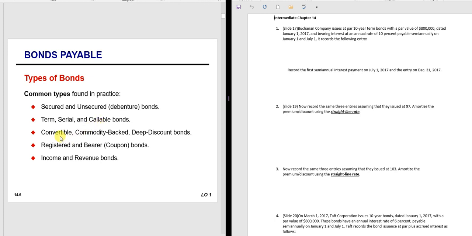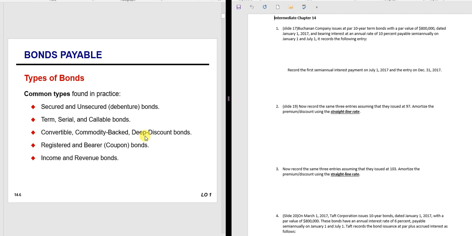Convertible bonds can be converted into usually stock at some point in the future. Commodity-backed bonds, you can elect usually to get the cash back or a commodity. So for instance, you can get paid back $1,000 at the end, or it may be stated you can get your $1,000 back, or you can get X number of barrels of oil. So if the X number of barrels of oil are worth more than the $1,000, you're going to want to take the X number of barrels of oil, or let's say gold or silver. So you can elect to take the commodity or the cash.